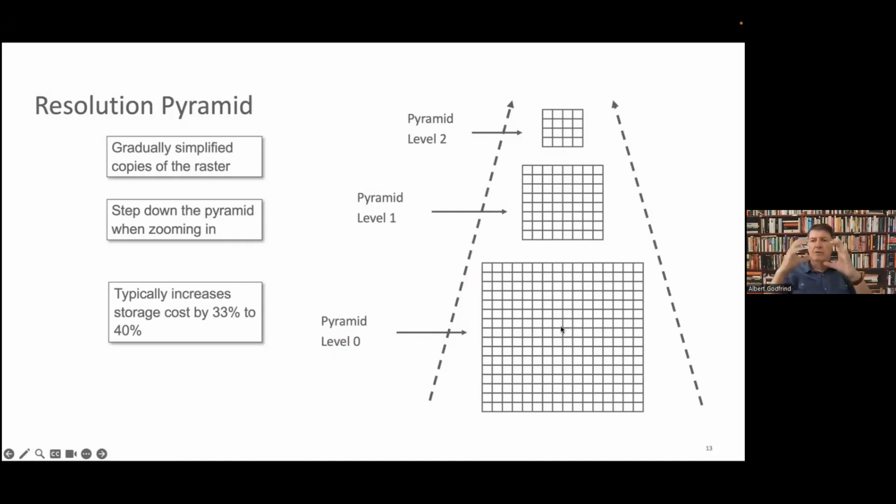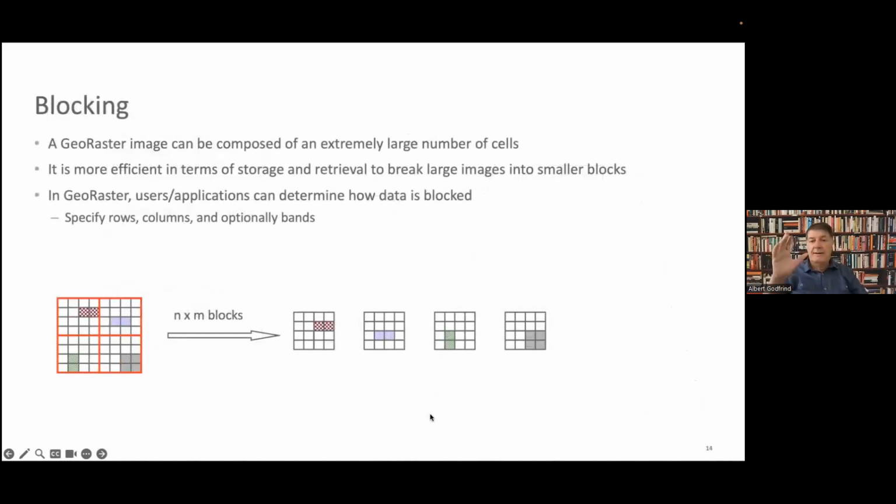I'm narrowing to maybe one street or one building, and I want to see detail. How can I do that without having to read the whole gigabytes and gigabytes of stuff here? That's where imaging systems introduce blocking. So blocking is the concept of dividing this big raster into blocks.